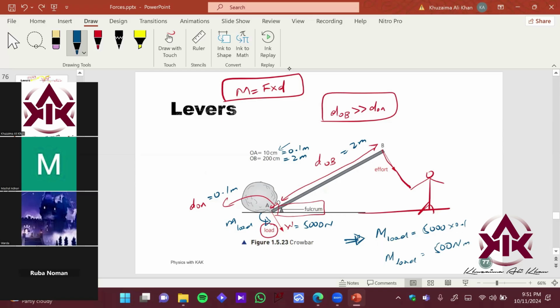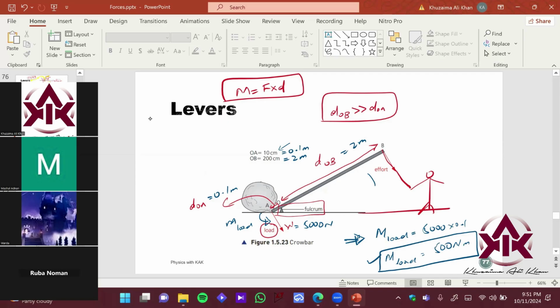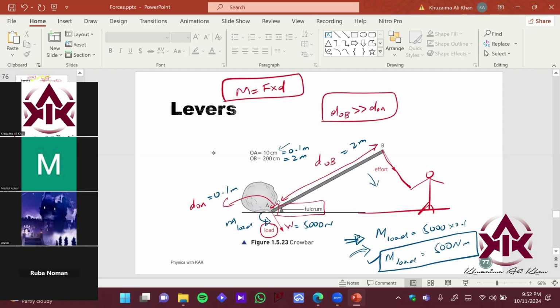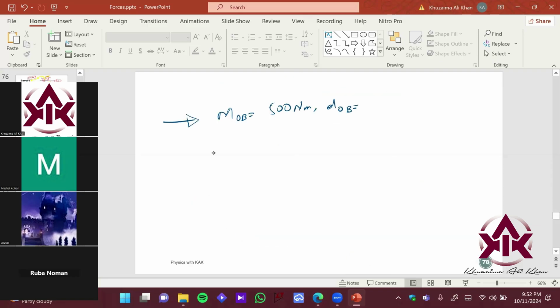Similarly, let's figure out what effort we need to counteract this. I want to provide a moment around this particular point that is equal to or greater than this. So let me insert a blank slide. What is moment OB going to be? That is going to be 500 Newton meter. We know the distance from the fulcrum to B, that is distance OB, which is 2 meters. So let's find the force of the effort that is put by Mashal.